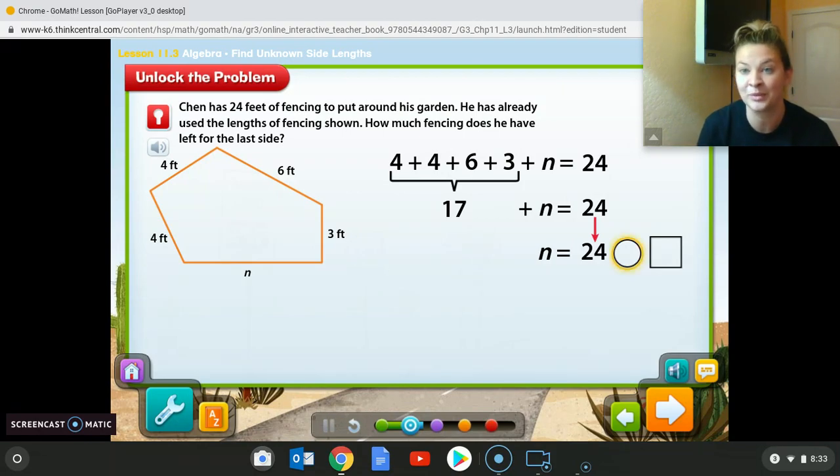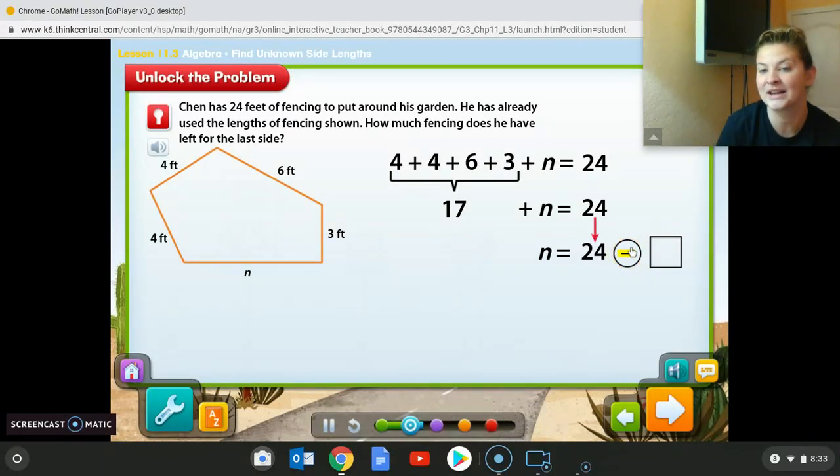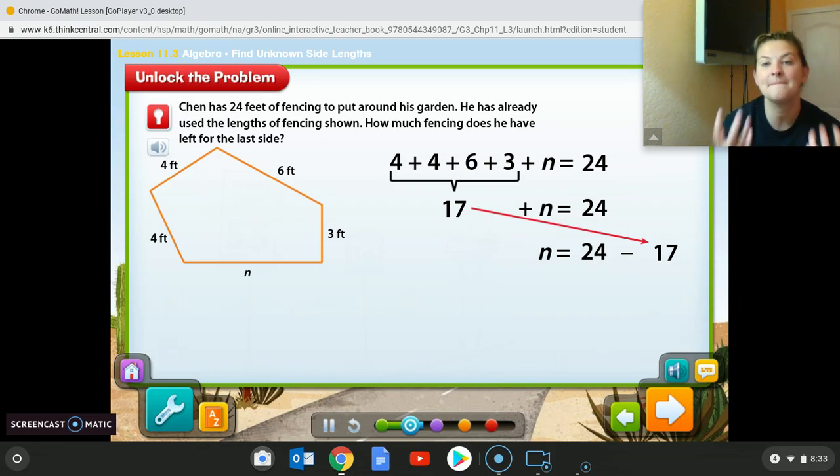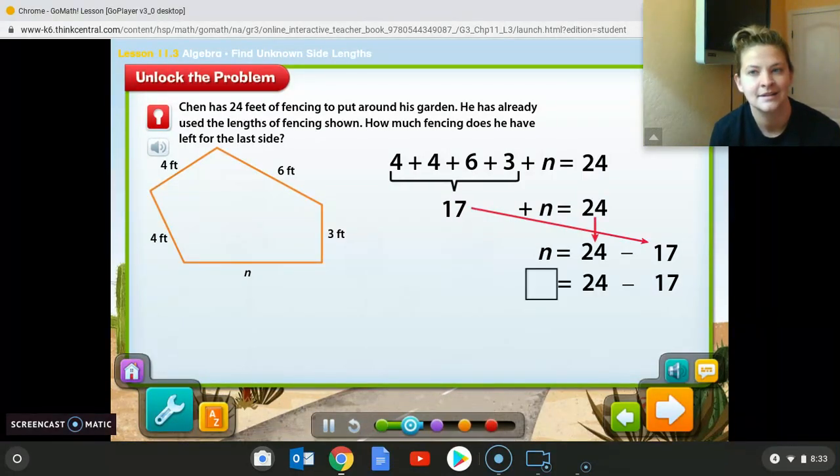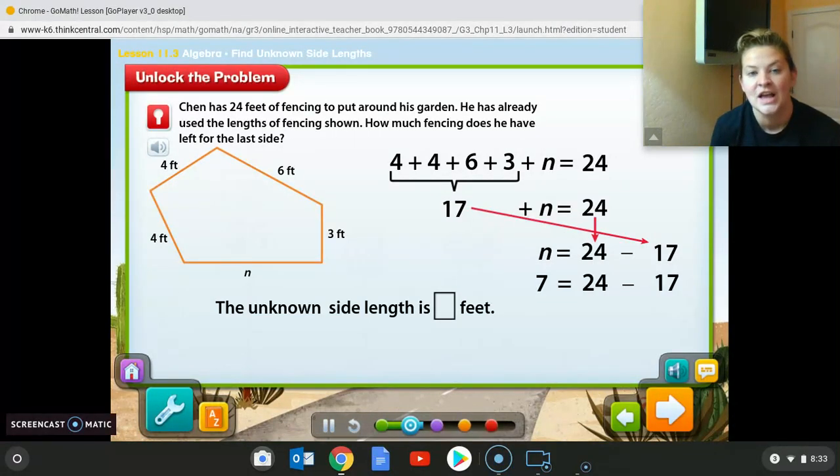I'm going to make that inverse operation. I'm going to take 24, and instead of adding, I'm going to subtract. I'm going to subtract that 17 that I have. All right, so when I take 24 and I subtract 17, that will give me the missing side length. Everybody know what 24 minus 17 is? Think about it. If you got 7, you're correct. So n is equal to 7. So if we put in 7, where n is right now, we should know that that should all equal 24, and we got the answer that we needed.